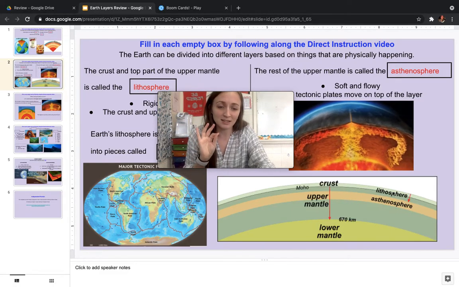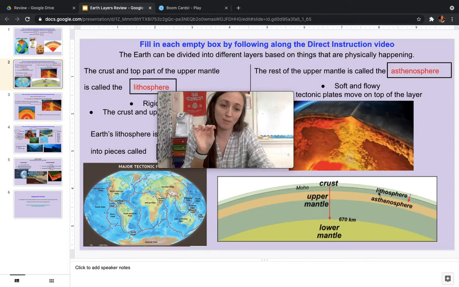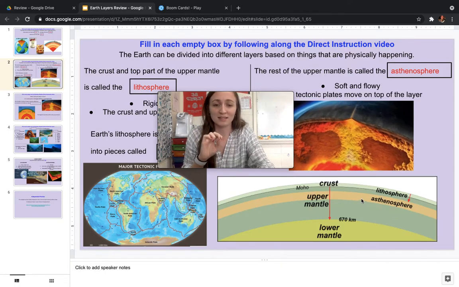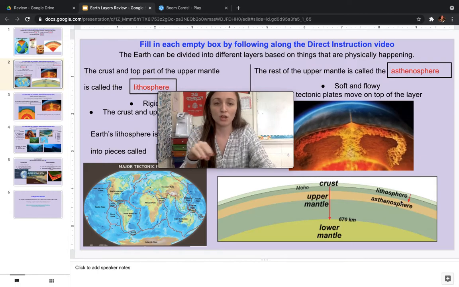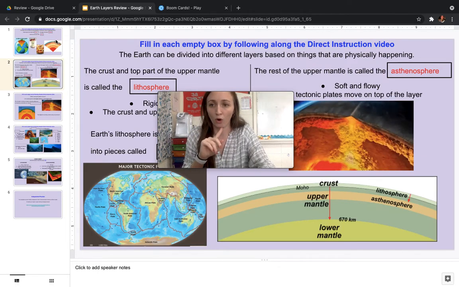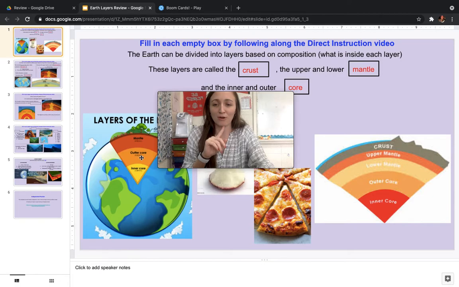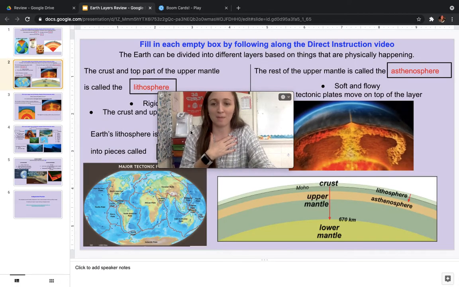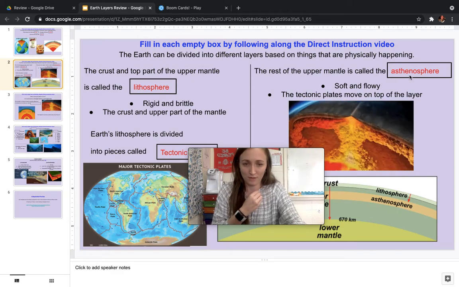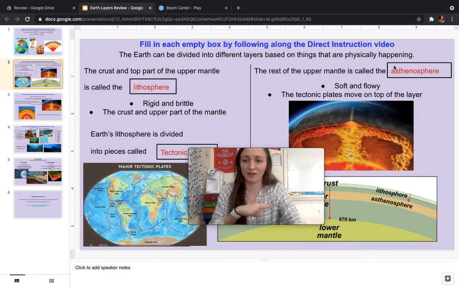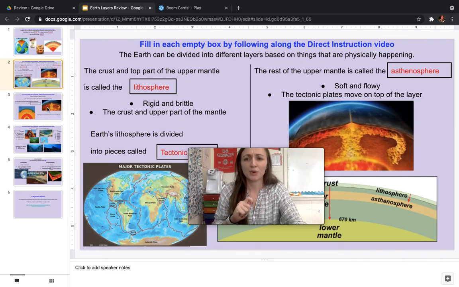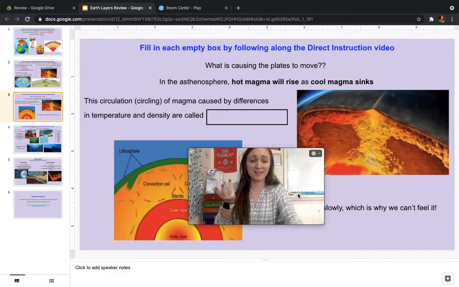The lithosphere is at the top, made of the crust and part of the upper mantle, and the asthenosphere is made up of the rest of the mantle. Notice how I never said core in this. The inner and outer core, that hard, hot center of the earth, does not make up the lithosphere or the asthenosphere. Lithosphere, again, just the crust and upper mantle. Asthenosphere, all mantle. So again, why do we care about the asthenosphere?